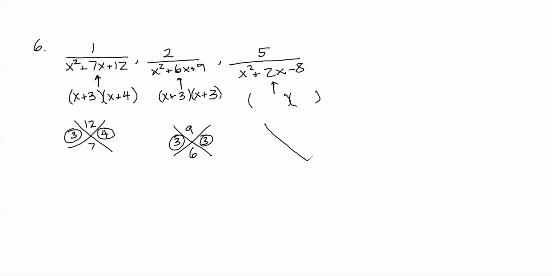And then lastly, we're multiplying to a -8 and adding up to 2. Now, multiplying to a negative means we need a positive and a negative. So we either have 1 and 8 or 2 and 4. We're adding up to a 2, so our difference is going to be 2, and this 2 will be the negative one. So -2 and 4. x minus 2, x plus 4. Again, one of them is common, or it has a factor in common with the first fraction here.